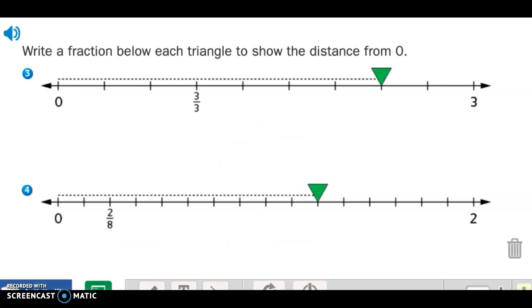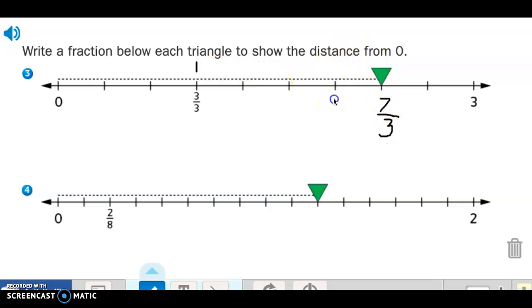Okay, here we go. Now it says write a fraction below each triangle to show the distance from 0. So here's a triangle. So from 0 to here, what's our distance? Well, I see it's counting by thirds. So I know this is 1/3, 2/3, 3/3, which we can say is a whole, 4/3, 5/3, 6/3, 7/3. So we are 7/3 away from 0. That's our distance, 0 to 7/3.